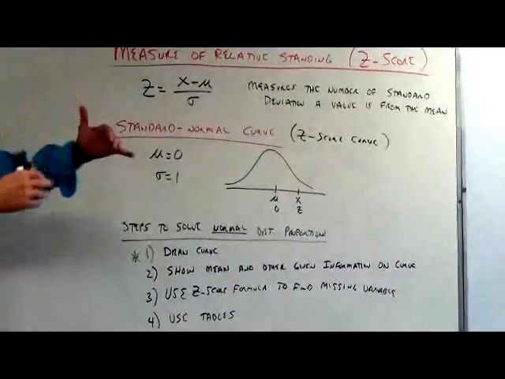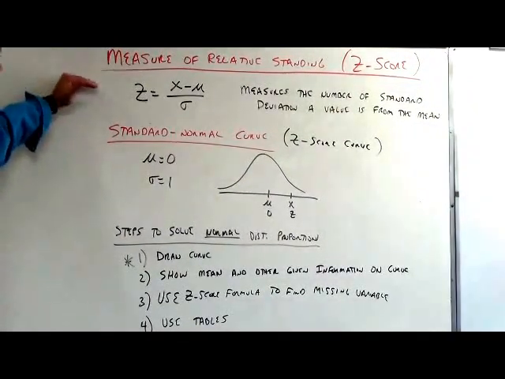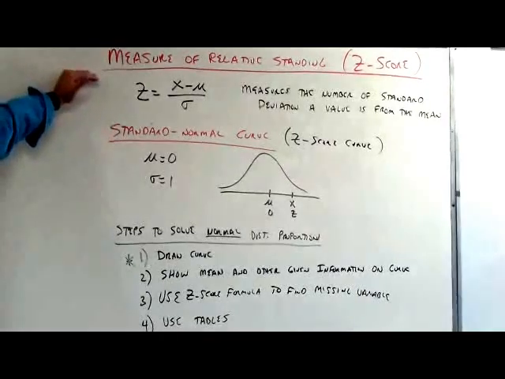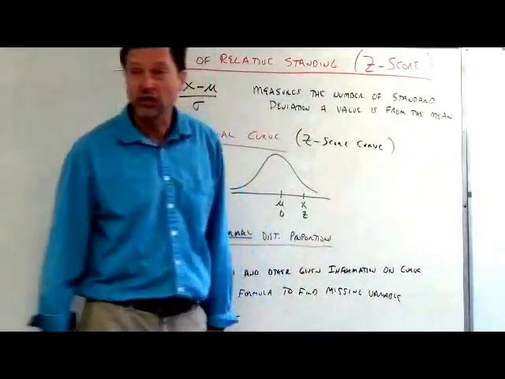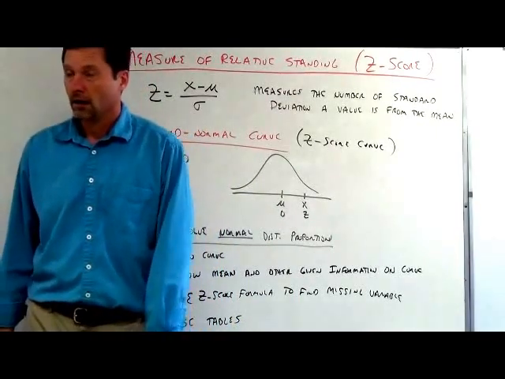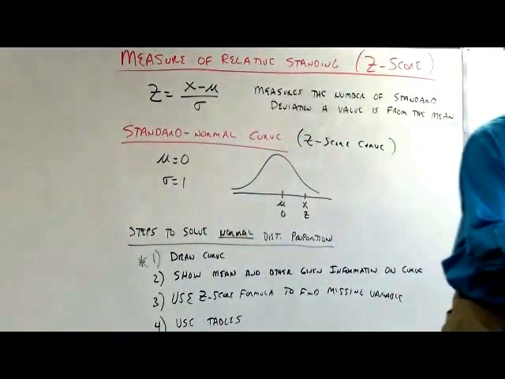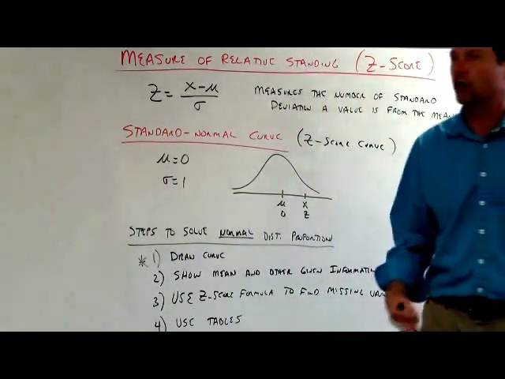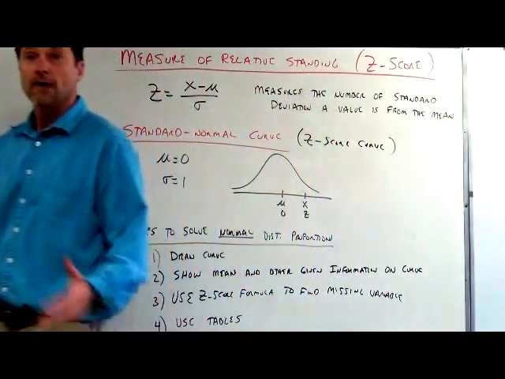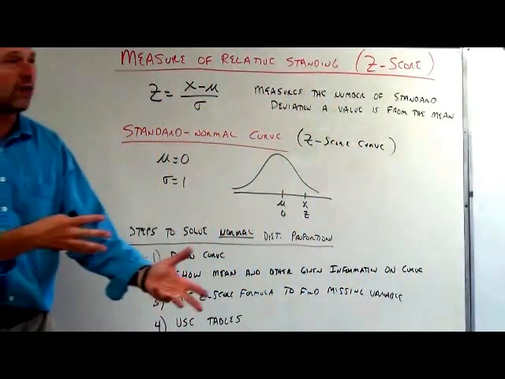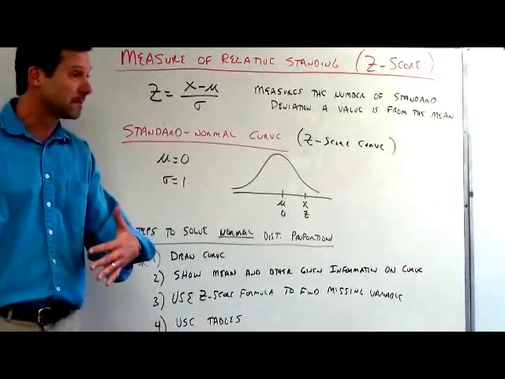What we just calculated, what we were talking about, has a special name in statistics. It's called the measure of relative standing, also known as the Z-score. The Z-score represents how many standard deviations away you are from the mean. And you guys just told me, if you're more standard deviations away from the mean, you did better than someone who's not.